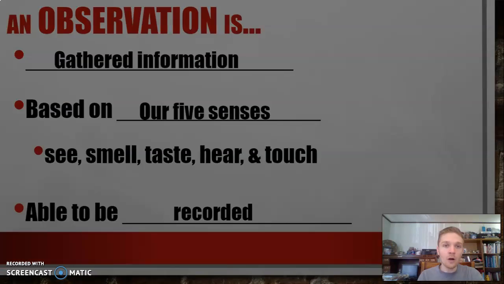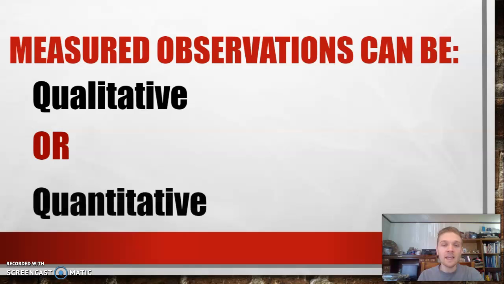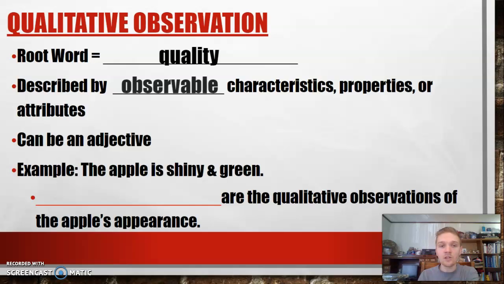Right? There are two types of observations. They can be either qualitative or they can be quantitative. Right? We're going to look at it a little bit more in depth as to what those terms mean, qualitative and quantitative. Right? So qualitative observations, what's the root word that you hear in there? You should hear quality. You have quality for a qualitative observation.